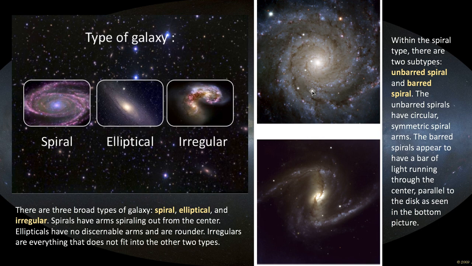Now, within the spiral category, there are two subtypes. There are unbarred spirals, which are the ones on the top, on the right-hand side. So over here, these are unbarred spirals, and then we have barred spirals. And they're called barred spirals because it looks like there might be a bar running through them. And so it's not totally circular and symmetric. It's sort of been stretched out a little bit in this direction. Okay, so the spirals come in two subtypes, and then there are ellipticals and there are irregulars. There are other subcategory classifications of these, but this will be enough for our purposes to distinguish the galaxies in these three categories.